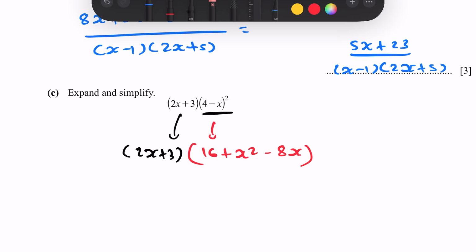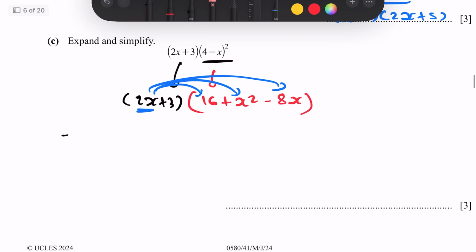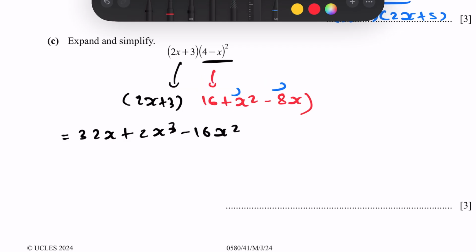We can now first multiply 2x with these three terms over here, to get 2x times 16 is equal to 32x, 2x times x squared is equal to 2x cube, and 2x times minus 8x is equal to negative 16x squared. Now with the first part done, we can now move on to the second term of 2x plus 3, which is equal to 3. And we can multiply 3 with these three terms over here.